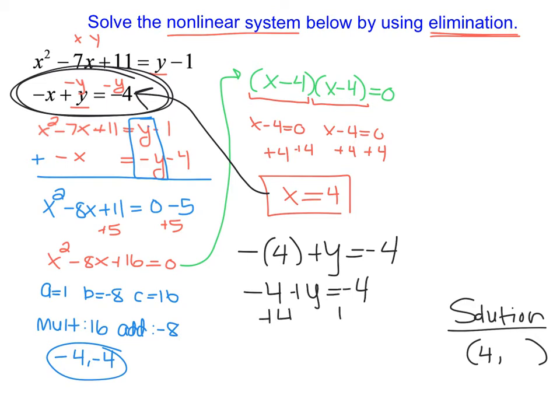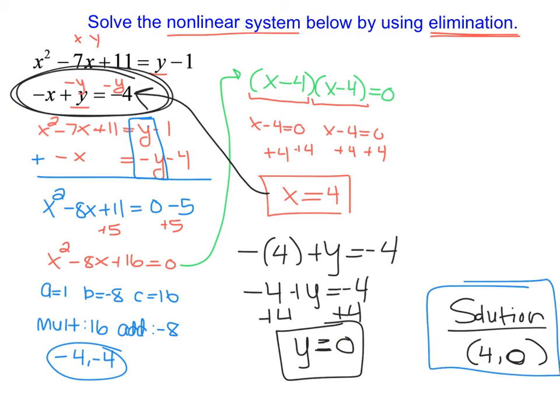Add 4 to each side. We get y equals 0. So I end up with a y value equal to 0. This tells me my solution is when x is 4 and y is 0.